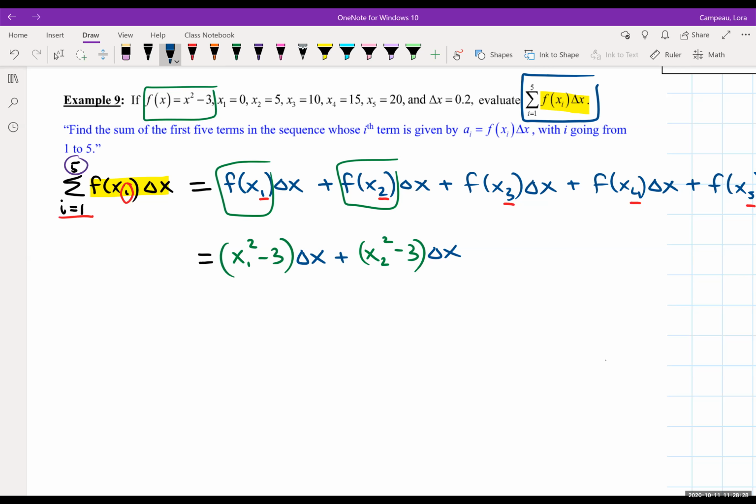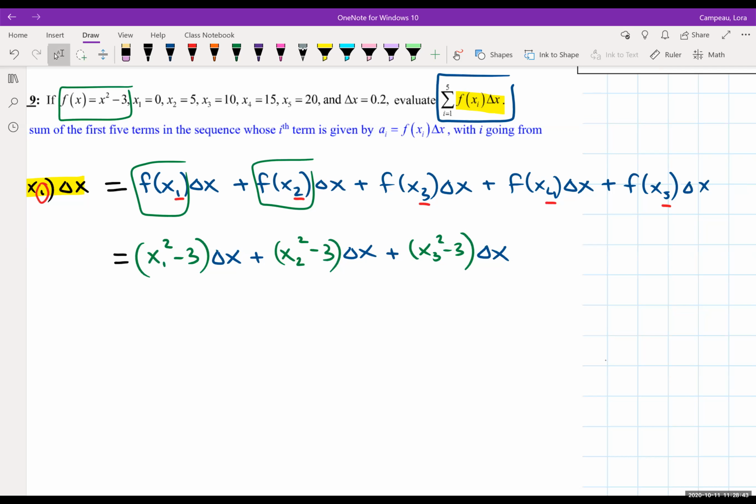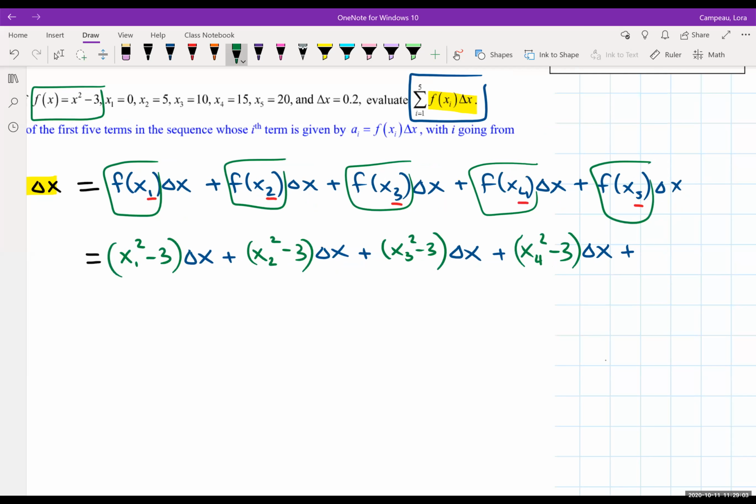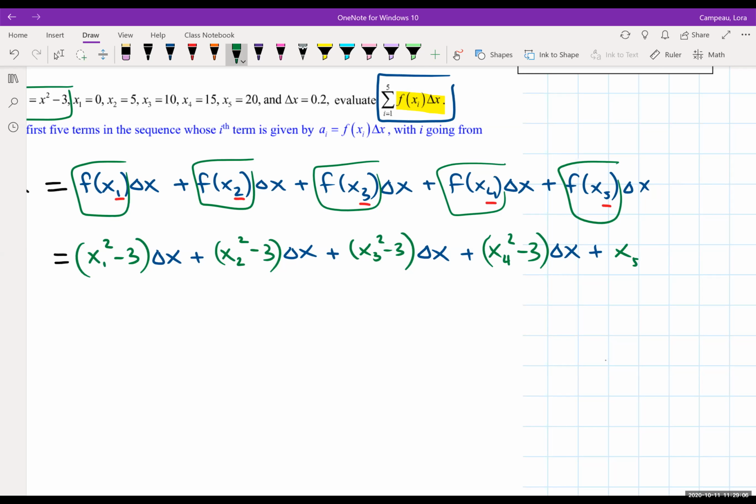Checking this out, do this again. Plus, we have f of x sub 3. So we have x sub 3 squared minus 3, still multiplied by delta x. Take our time. f of x sub 4, we're adding that. It's showing you where my function notation is coming from. That is x sub 4 squared minus 3, still multiplied by delta x, plus, one last time, f of x sub 5. So pretty much, it's x squared minus 3, but the subscript is a 5, multiplied by delta x.